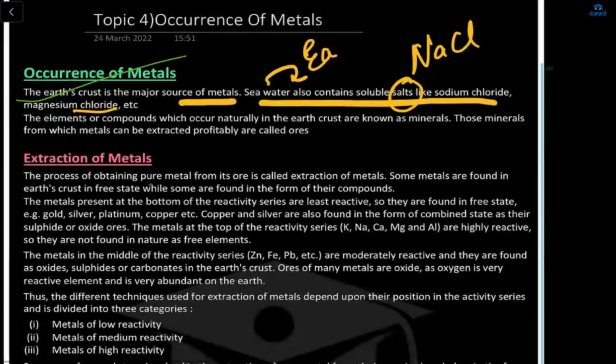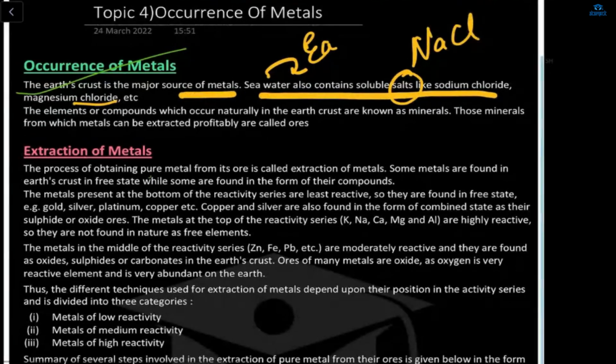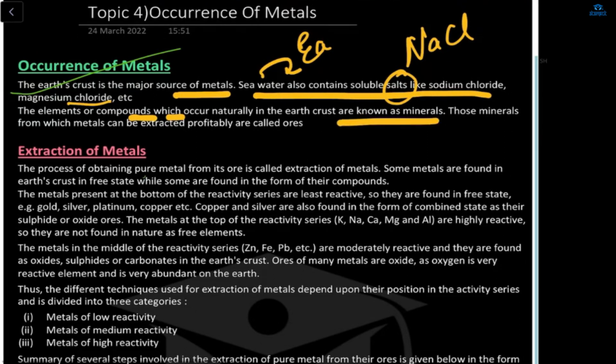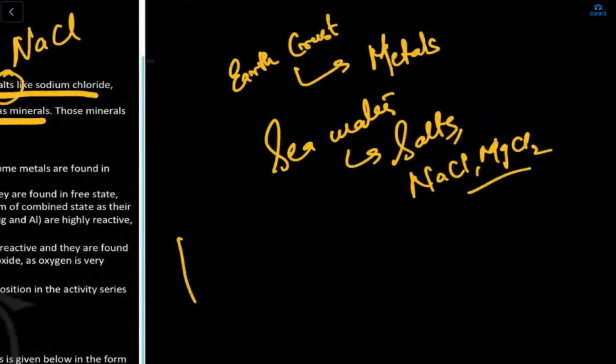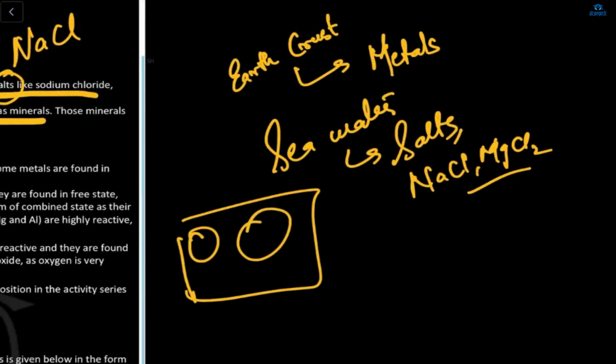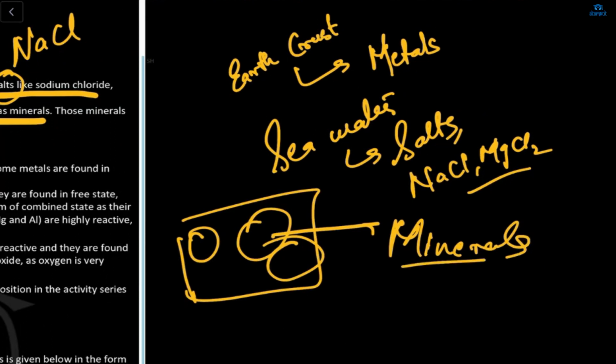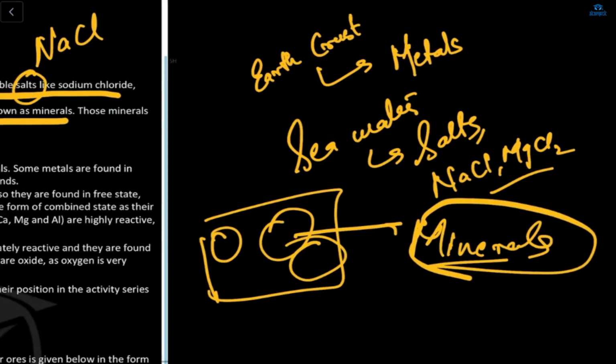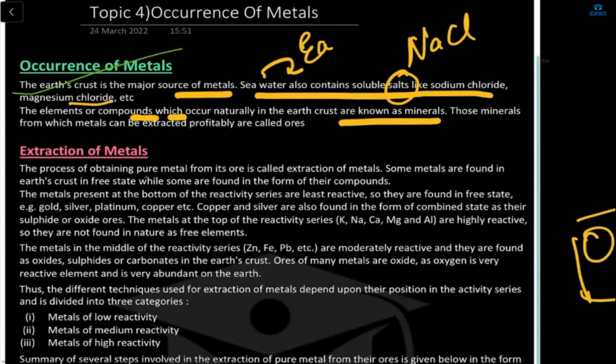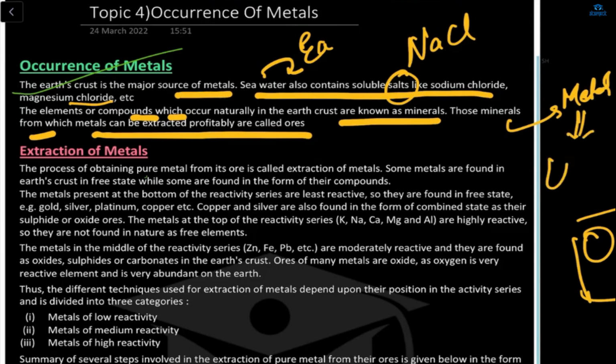So now, the elements or the compounds which occur naturally in the earth's crust are known as minerals. So inside our earth, we find lots and lots of minerals, and they are used for various different purposes. And those minerals from which metals can be extracted profitably are known as ores. So the minerals from which a particular metal can be extracted are known as ores.